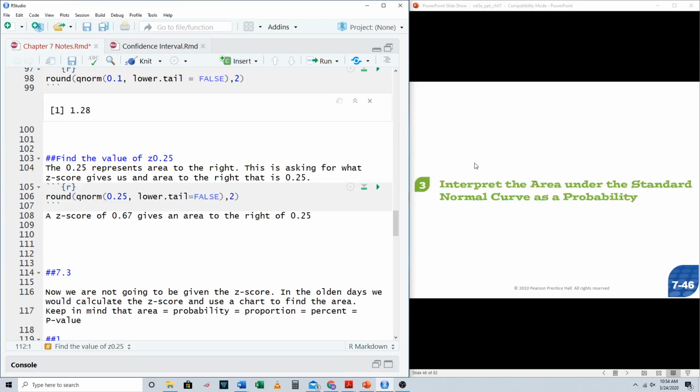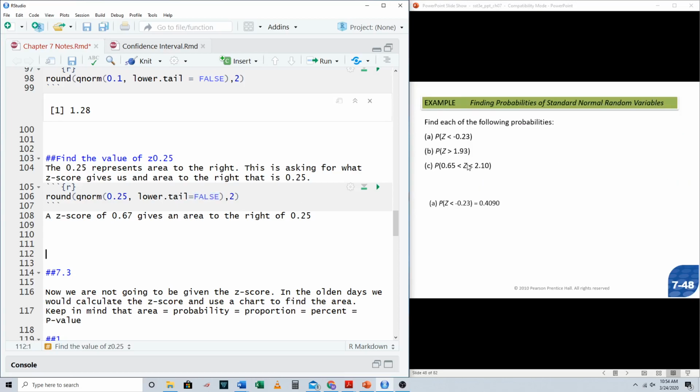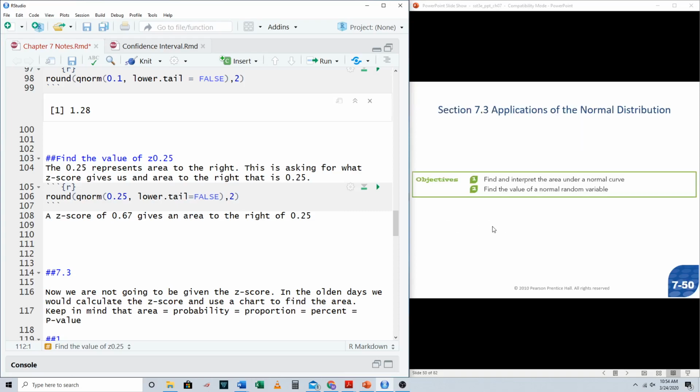So we're going to move on to 7.3. Okay, now these are just practice questions. Feel free to do these on your own to see how you do. These are just some practice questions with the answer key there.